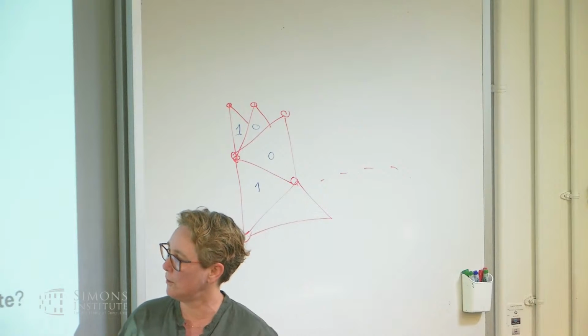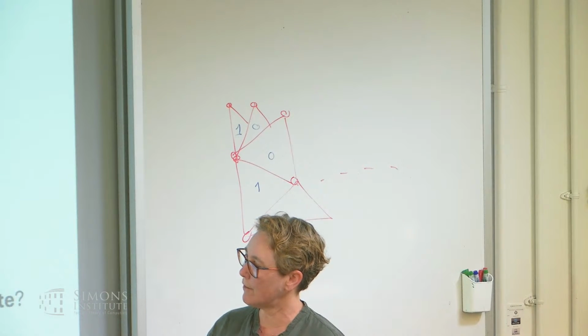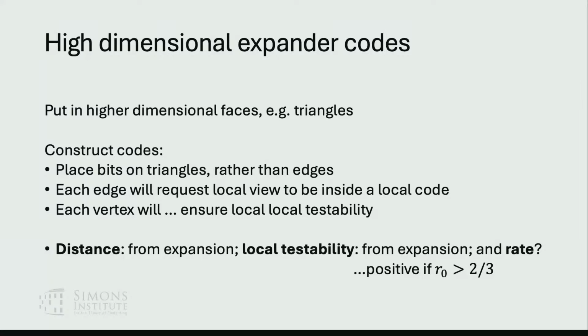Okay, so now how do you analyze such codes? So the distance of the code follows from expansion, just like we did it for expander codes. Local testability follows from the vertex part, which I'm not talking about. And what about rate? So for the same kind of arguments that we had before, if the local rate is big enough, now it has to be 2/3, not 1/2, because every bit, every triangle participates in 3 constraints, not in 2. So if it's above 2/3, you get positive rate. Okay, so you can build LDPC codes on high dimensional expanders. It's not a problem.